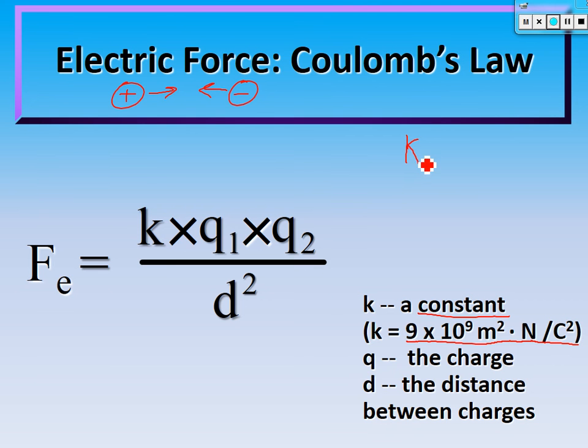So K, I will always give you, but it's easy to remember, 9E9. Again, the units. Your distance has to be in meters, your force is going to be measured in newtons, and your charge, that we'll talk about in a second, has got to be reported in coulombs. Okay, so K is our constant. We're going to times that by Q1. Q1 is the charge of the first particle, whatever the charge is, and it's going to be reported in coulombs. Q2 is the charge of the second particle. Again, it's reported in coulombs. And then we're going to divide all of that by the distance between them squared. So D is the distance between them, but don't forget to square it. Okay?